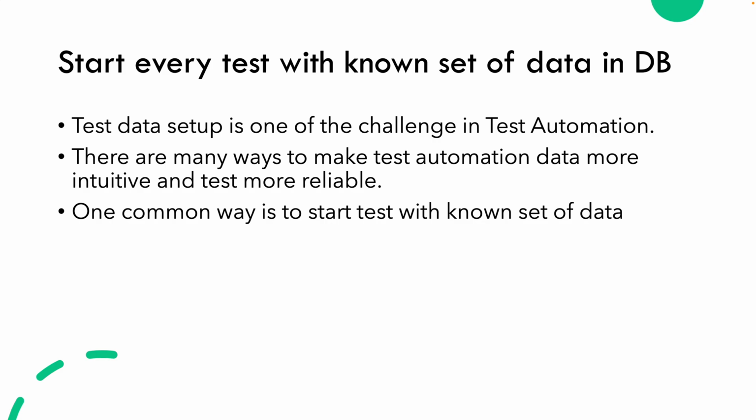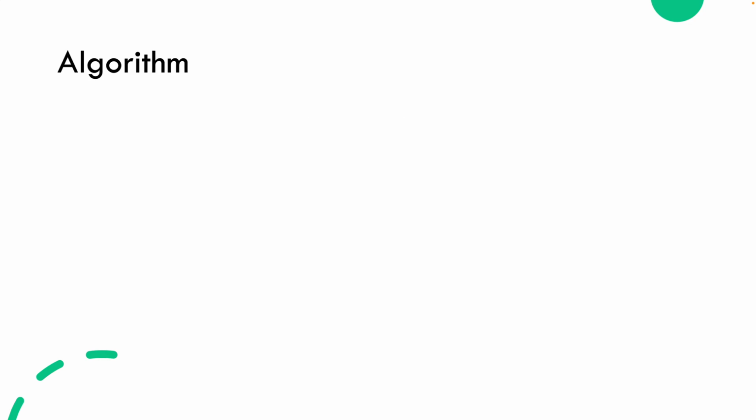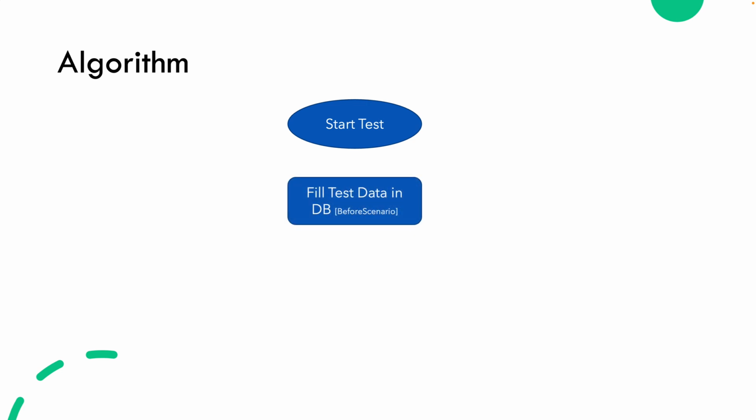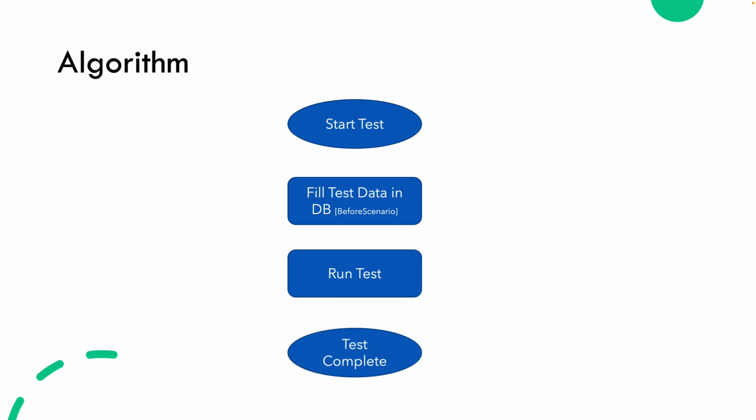Well, if you're wondering how to even create the known set of data, the algorithm is going to be super simple. All we have to do is start our test in such a way that we always have a known set of data filled up into the database of our application context, which we can do using the BeforeScenario attribute, which is available in SpecFlow. And then we can start running our test. And once the test execution is complete, we can then stop our test to get the complete details of how the execution has really happened.